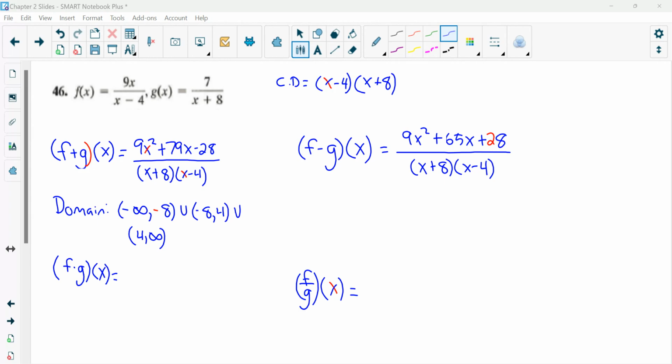So we have our plus and the minus, and our domain is not changing for any of them. When we're multiplying, that's probably the easiest. You're just going to get 9x times 7 is 63x. And on the bottom, you don't have to FOIL it. You just leave it as x minus 4, x plus 8. And again, the domain is not changing at all. So the domain is the same for all of them. We're not worried about the range right now.